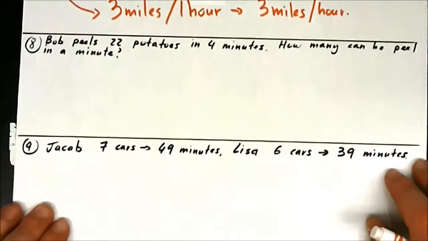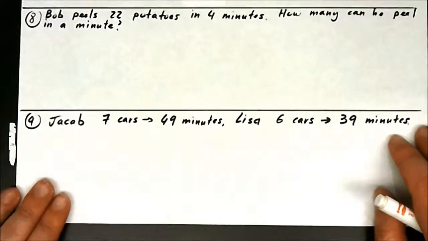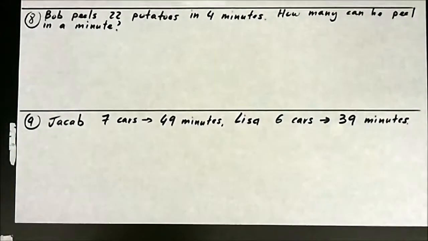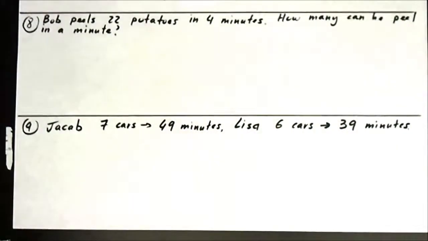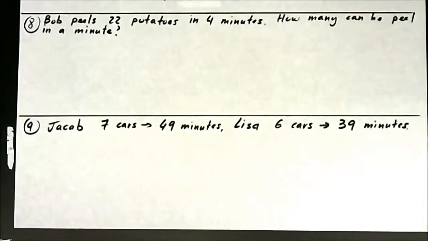All right, number 8, we have a bit of a word problem. It says Bob peels 22 potatoes in 4 minutes. How many can he peel in a minute? So they're asking us for a unit rate here. What can I do? Well, the first thing that I would do is I would set up my ratio. You always want to set up your ratio. What's my ratio here?